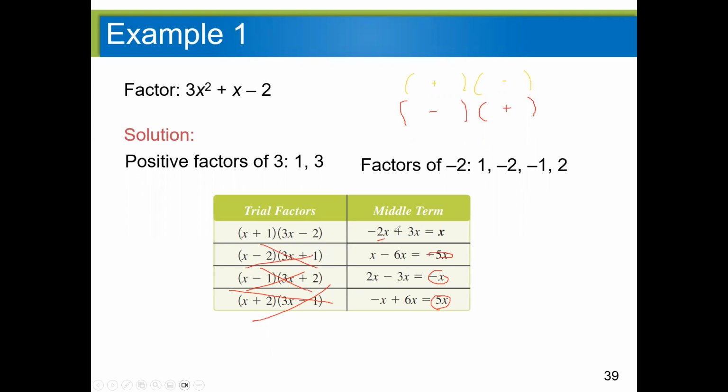Outside, x times -2 is -2x. Inside, 1 times 3x is +3x. -2 plus 3 is +x. Ding, ding, ding! We have a winner. Those are the factors of the trinomial 3x squared plus x minus 2.